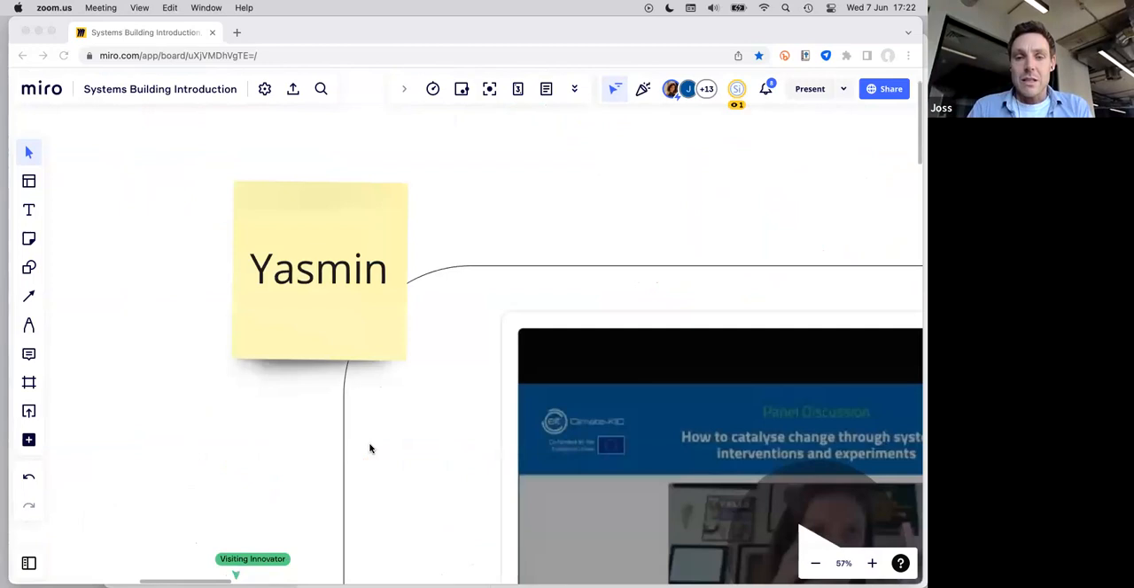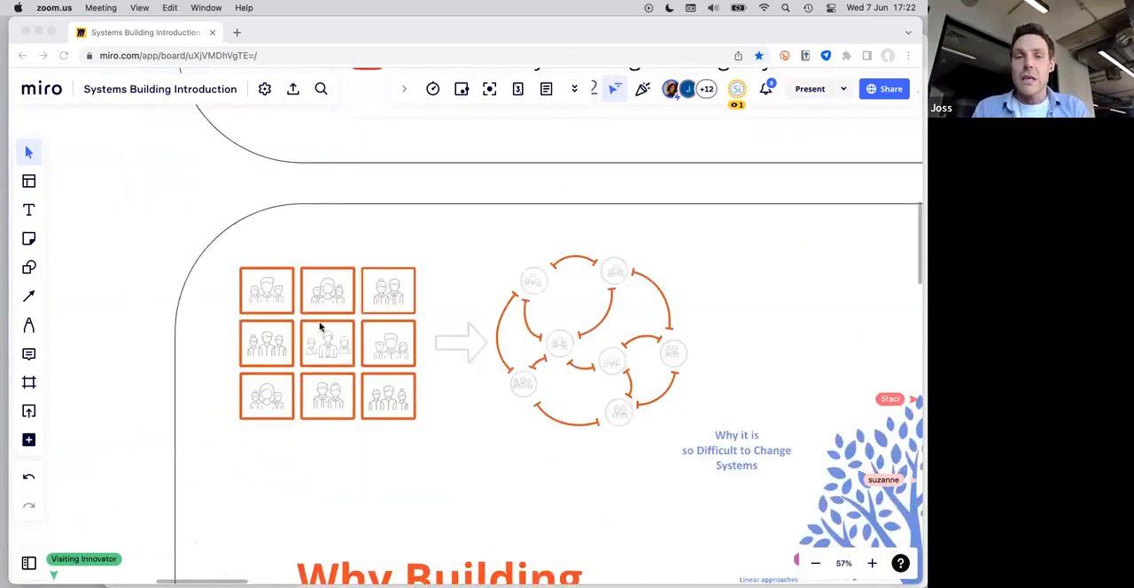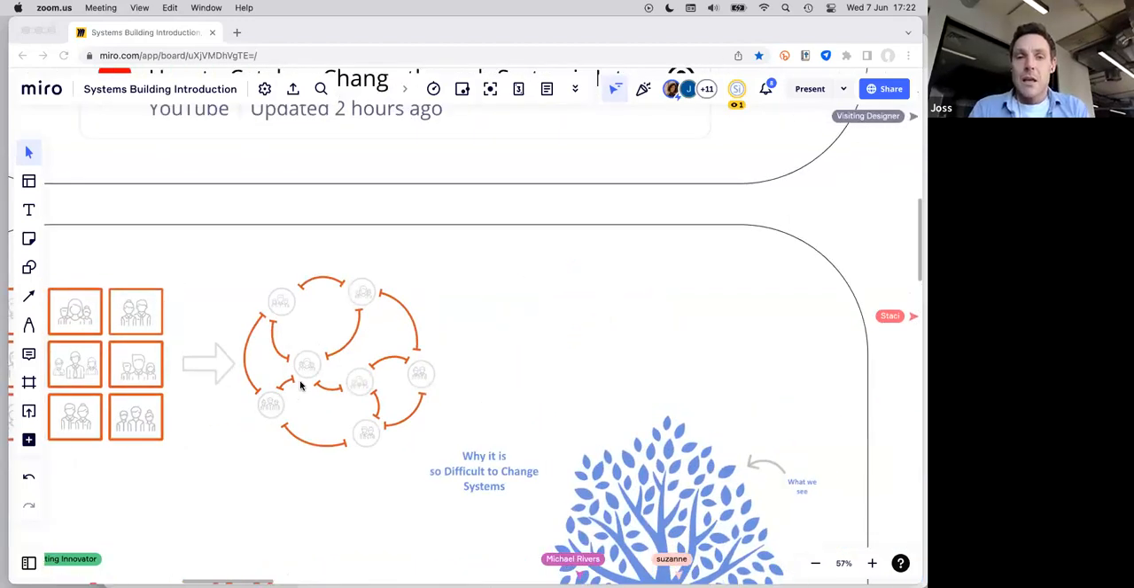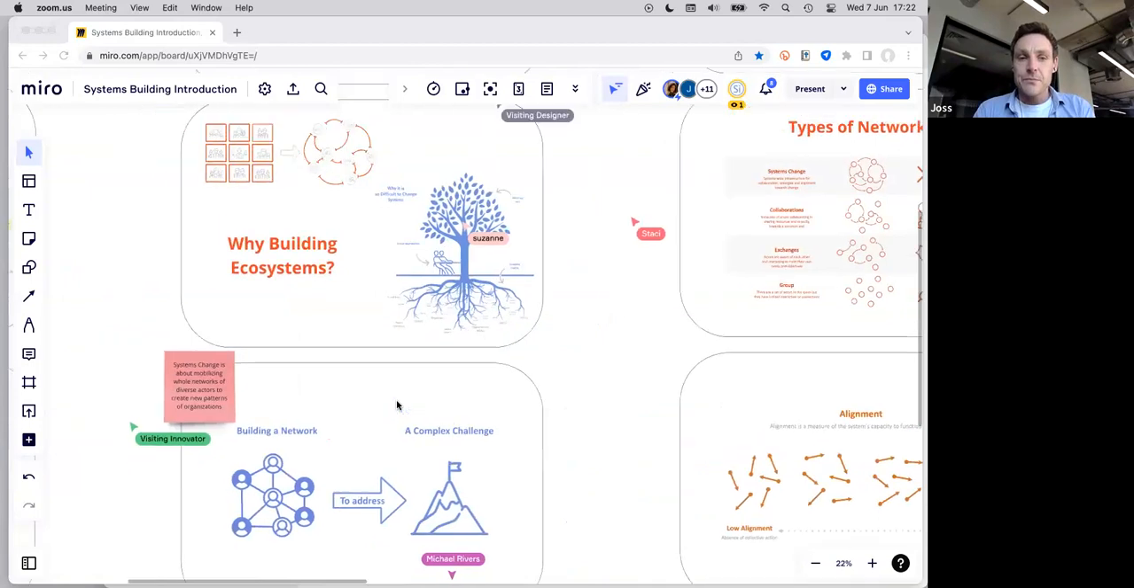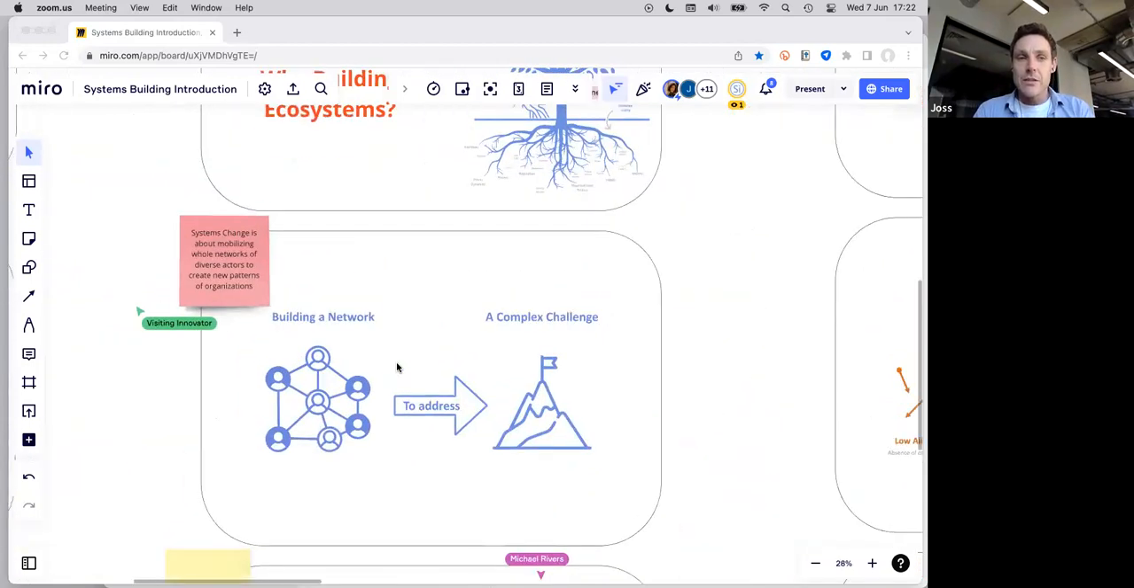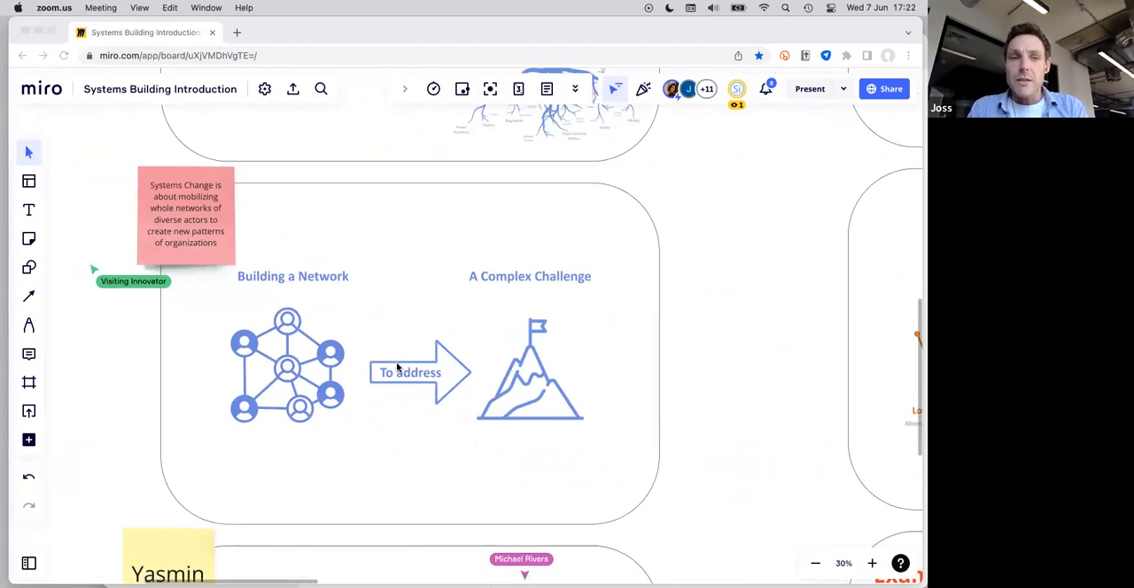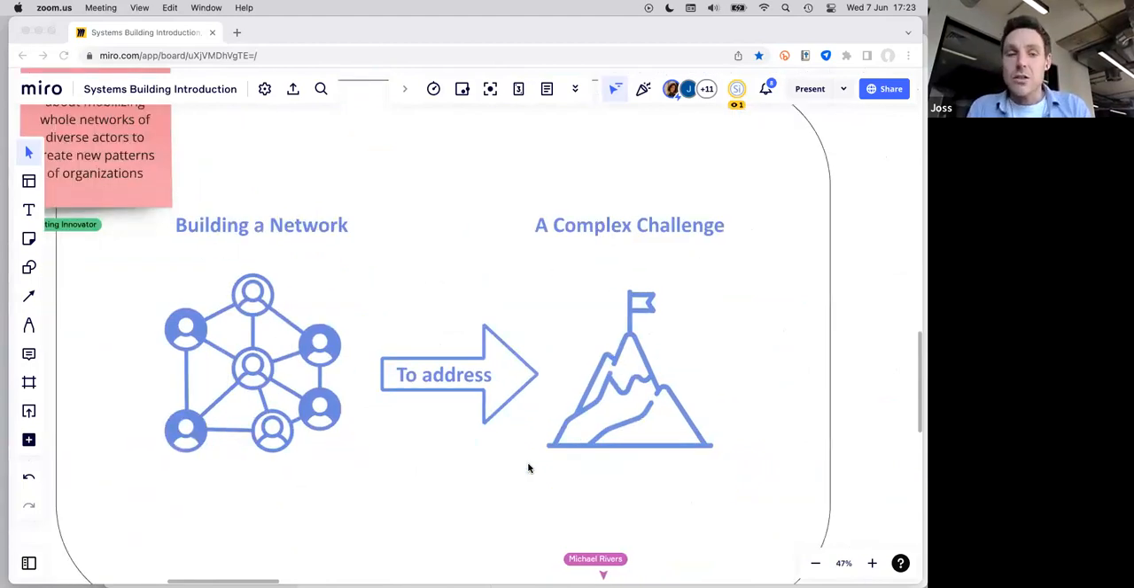We're trying to move away from this siloed linear approach, where we often find ourselves in our different organizations, our different boxes, recreating the wheel and each trying to address the problem in a linear fashion. We're trying to create new networks in the system that bring those actors together in synergistic ways around the challenge. Systems change is about mobilizing whole networks of diverse actors to create new patterns of organization. When you start considering these kinds of challenges, you recognize this is really the only way. We have to bring different actors across the system together in the right way for them to be able to change it.